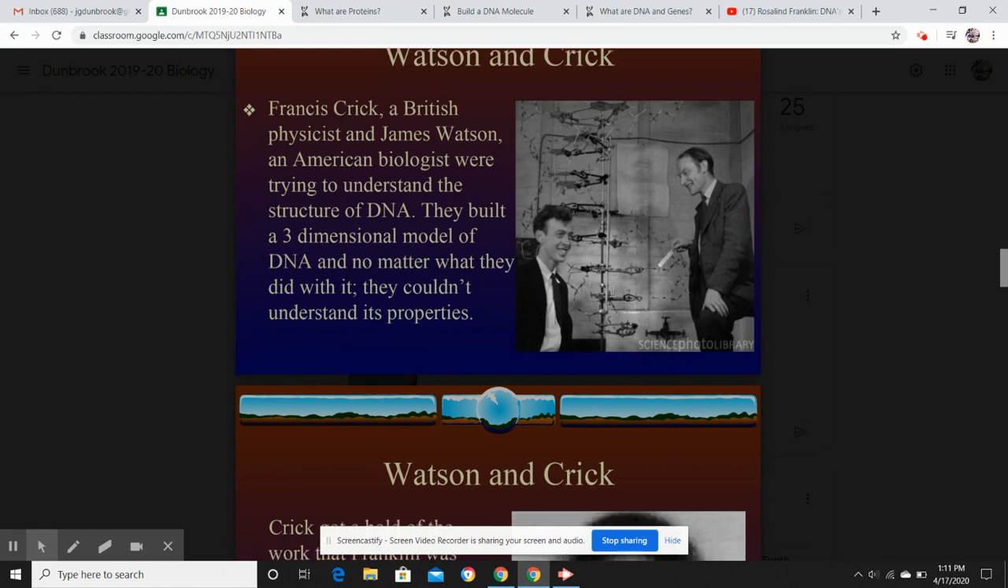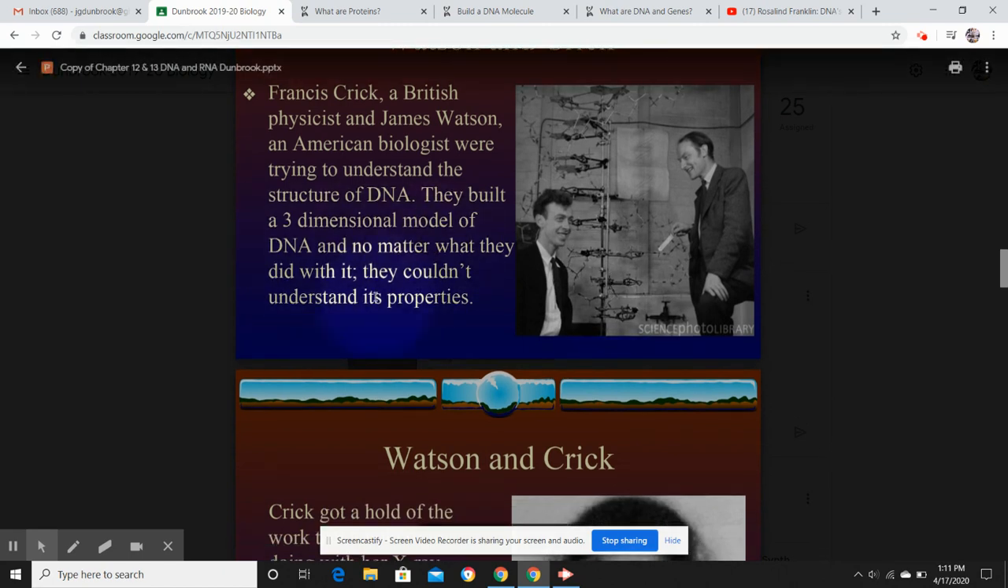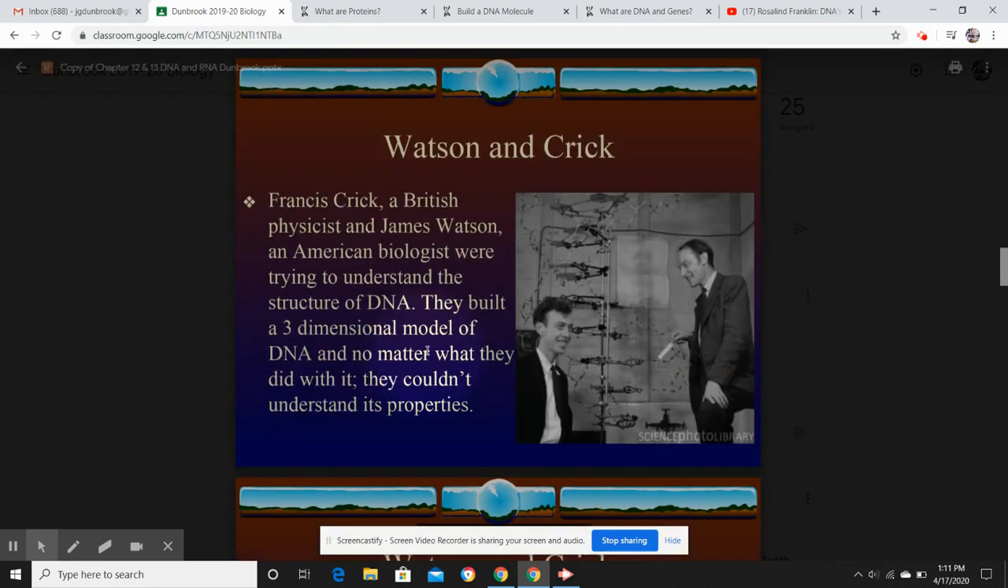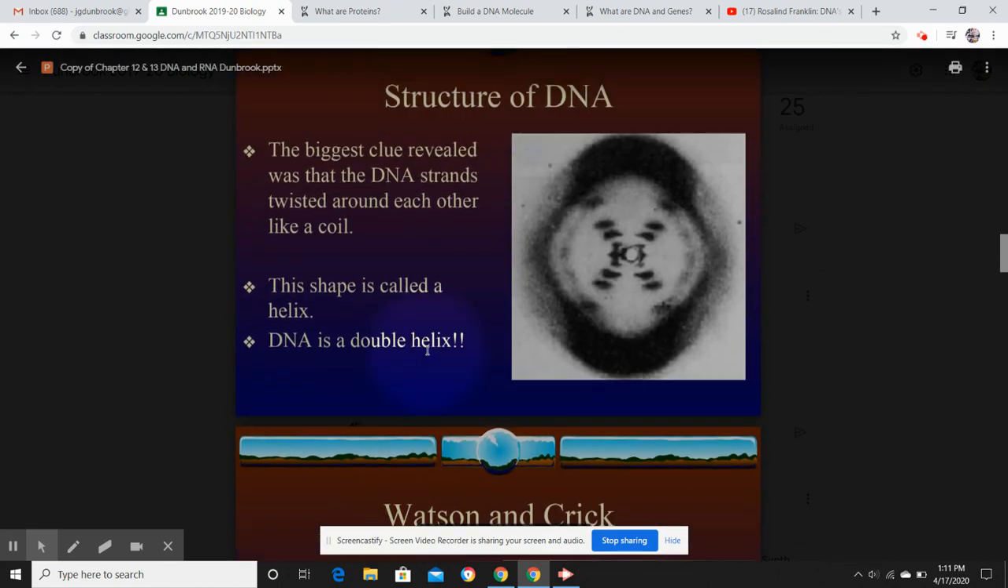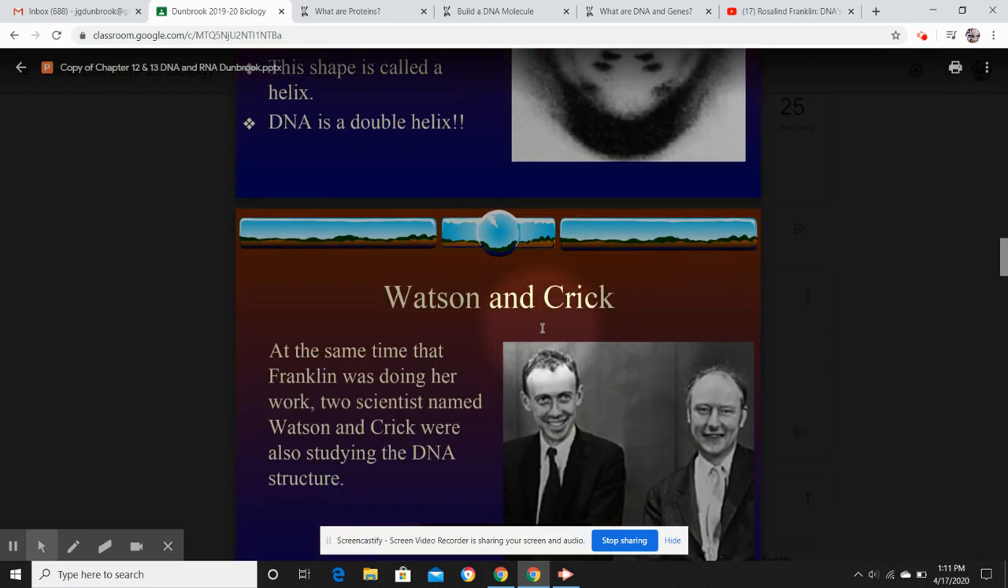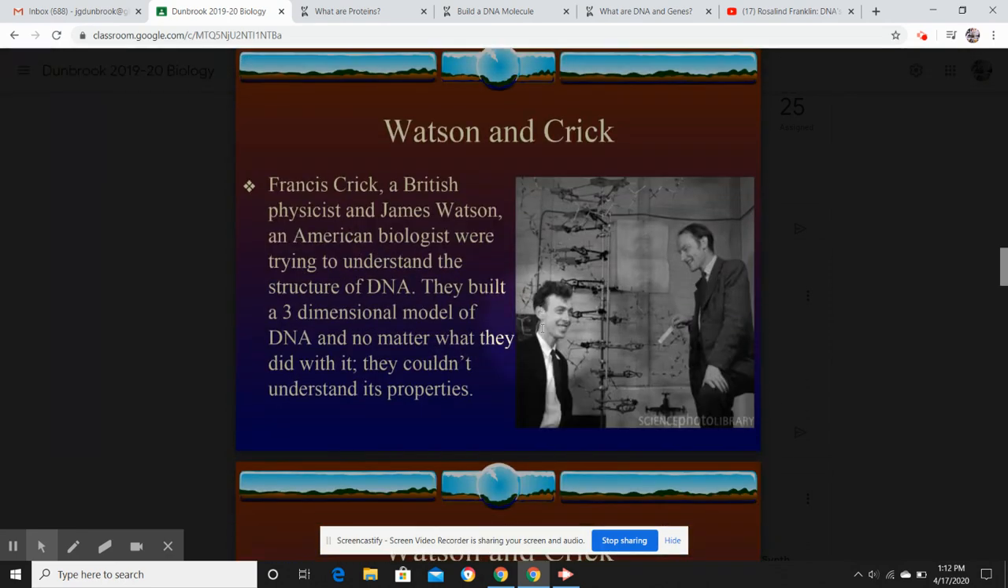So they built a three-dimensional model of DNA, but no matter what they did, up until the point that they got Rosalind Franklin's photograph or her X-rays, they couldn't make it work. They really didn't understand it. It was her photograph that really unlocked the whole situation. So, kind of a good science mystery, all right?